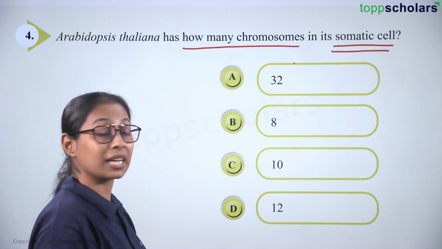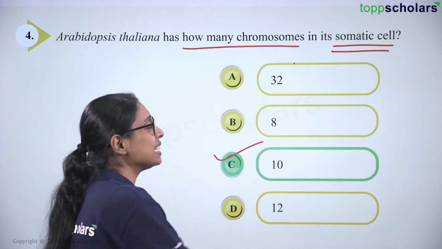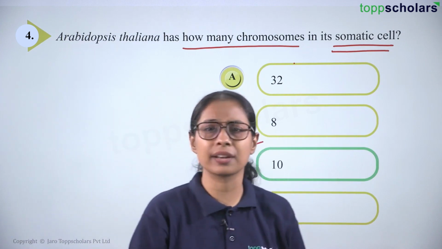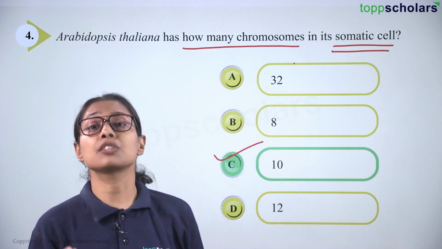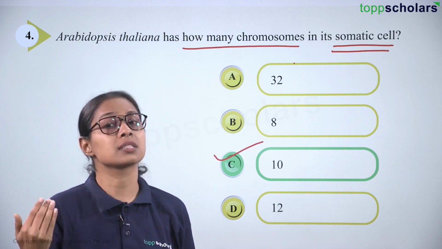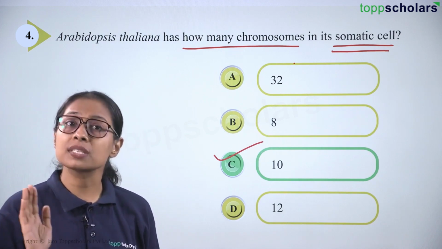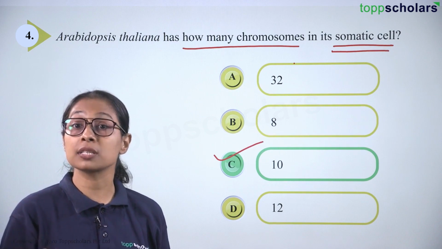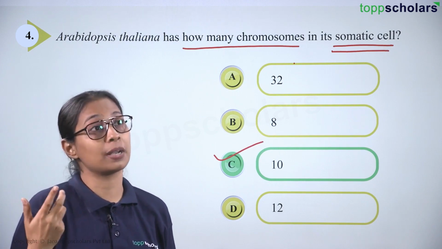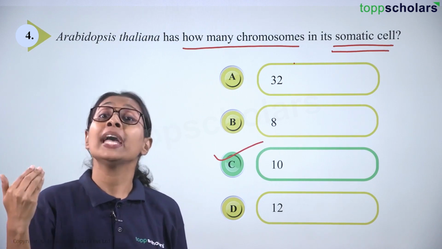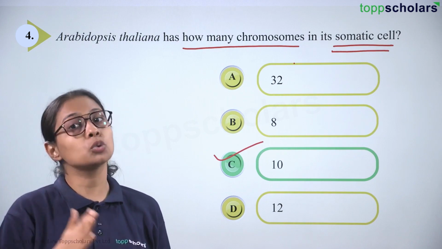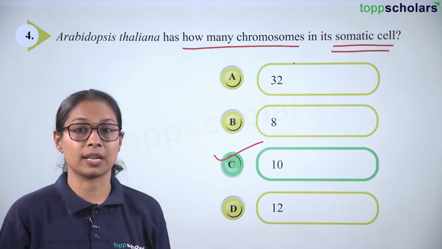And let me tell you, the correct answer is C, 10. So it is a very clear and straightforward question. They have asked you the number of chromosomes and the correct answer is C. Arabidopsis thaliana is an organism whose somatic cells, of course you might be thinking, what is a somatic cell? Children, when you talk about the body, there are two types of cells, germ cells and somatic cells.